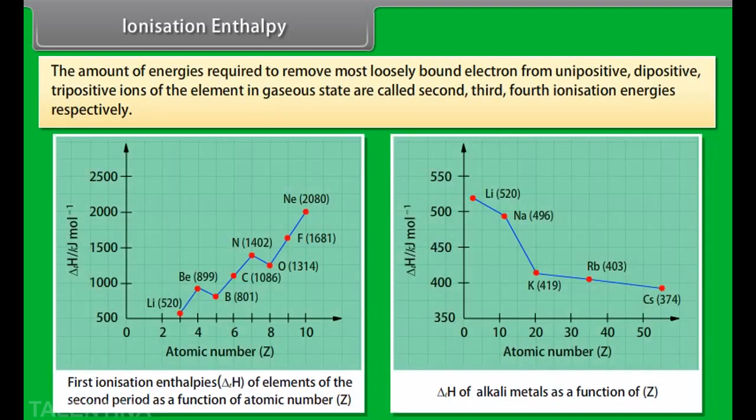the amount of energy required to remove the most loosely bound electrons from unipositive, dipositive, tripositive ions of the element in gaseous state are called second, third, fourth ionization energies respectively. It may be noted that ionization energy 3 is greater than ionization energy 2, which is greater than ionization energy 1.